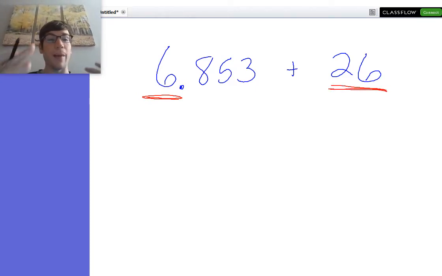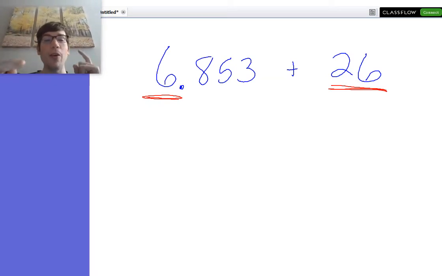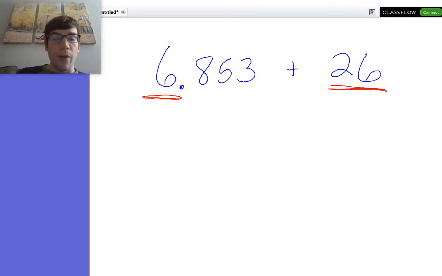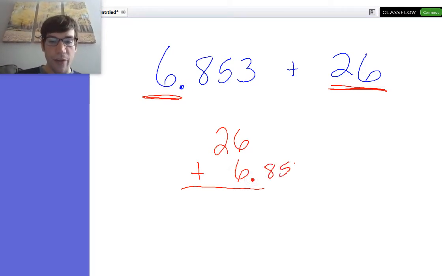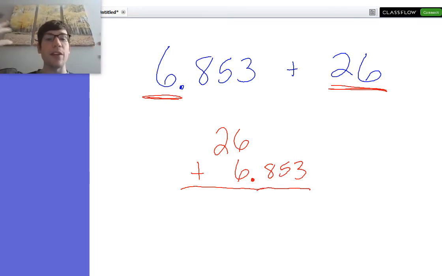Now, what I always think about doing is, what if we were just adding 26 and 6? Now, remember, addition is commutative, which means the order does not matter. We can flip it. So I'm going to actually flip it, and I'm just going to say 26 plus 6. Now, if I added 26 and 6, I know 26 and 6 is 32. So I'm going to get 32 and something. So then what I'm going to do is I'm just going to add on this decimal piece here, this 853 thousandths after my 6, because that is the decimal piece that goes along with it.